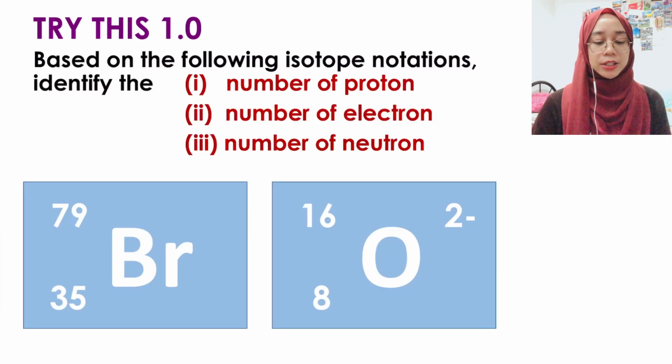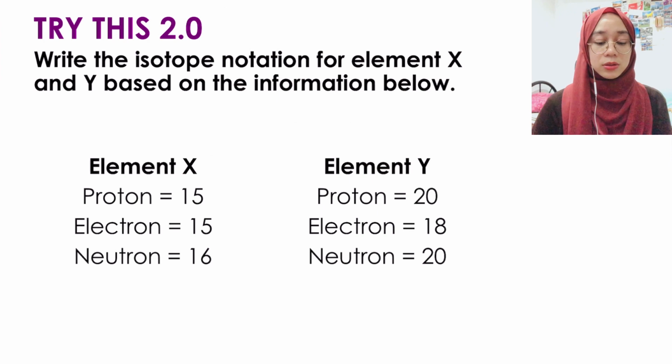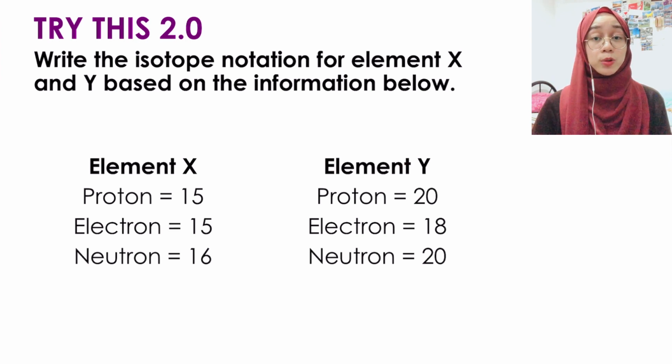So ada 2 try this question yang Miss nak kamu buat. So based on the following isotope notation, please identify the number of proton, electron and also neutron. Okay, untuk kedua-dua ni. And then we also have try this 2.0, whereby you need to write the isotope notation for element X dengan element Y ni. Okay, so based on this, kamu tulis macam mana dia punya isotope notation.